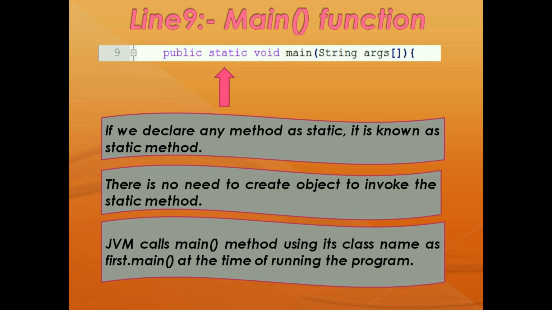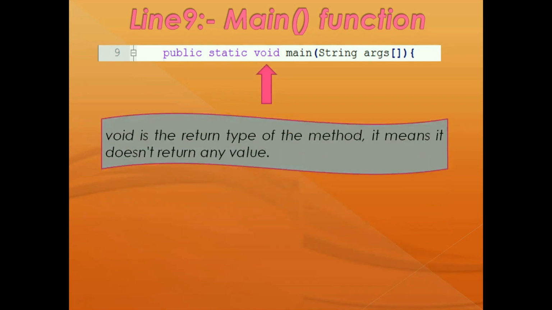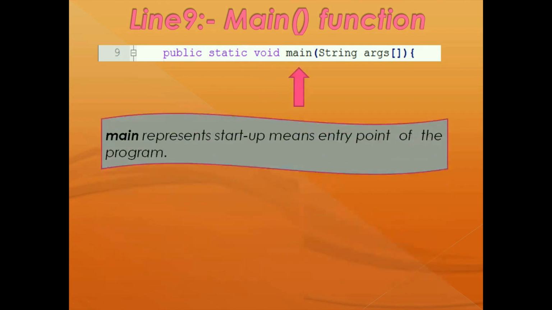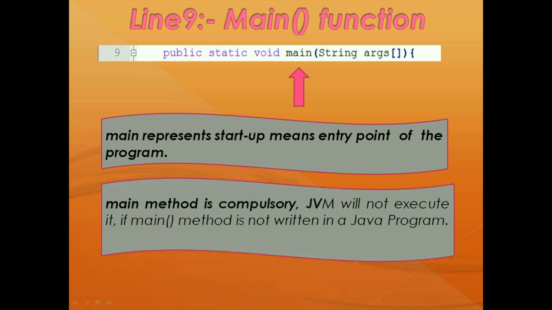And after static we have void. As we are already aware, void is the return type of the method. It means it does not return any value. And after void we have the function name main. Main represents startup, meaning it's the entry point of the program. The main method is compulsory. If the main method is not written in Java, JVM will not execute the program. So the main method is compulsory.